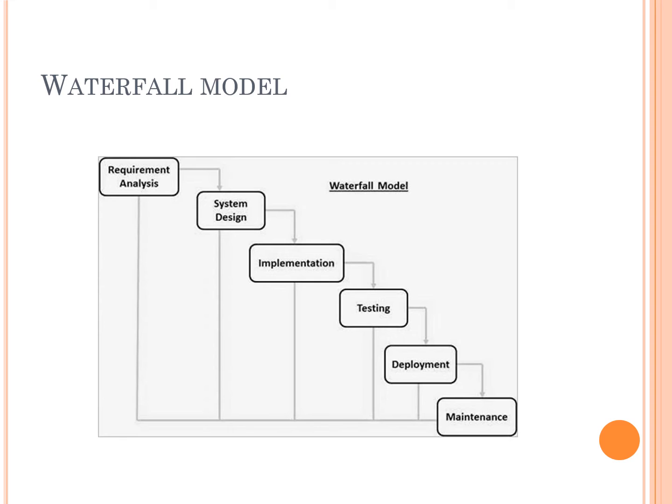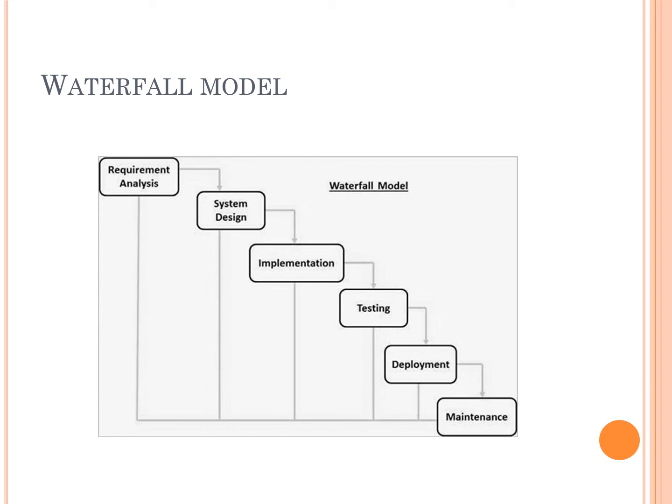Deployment of system. Once the functional and non-functional testing is done, the product is deployed to the customer environment or released into the market. Maintenance. If there are some issues which come up in the client environment, to fix those issues, patches are released. Also, to enhance the product, some better versions are released. Maintenance is done to deliver these changes in the customer environment.